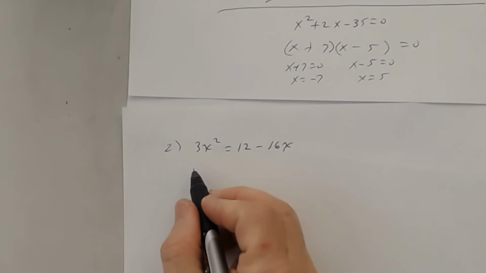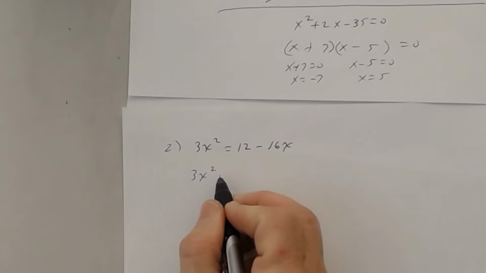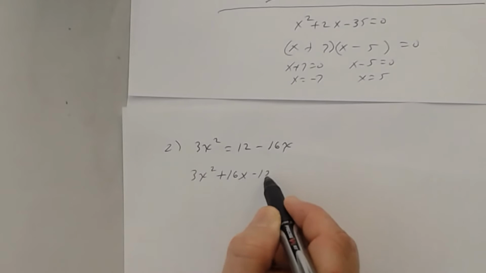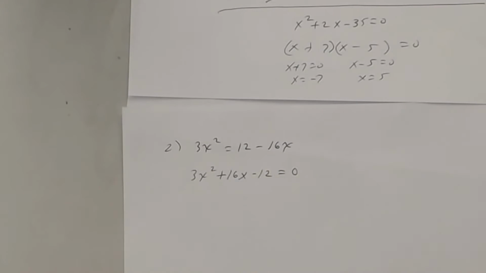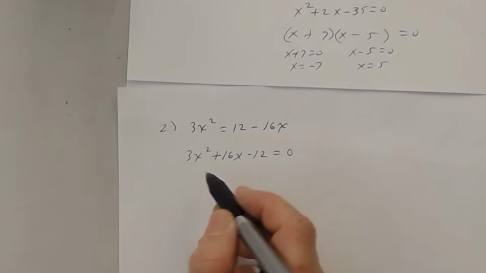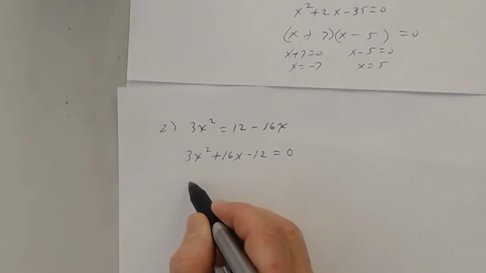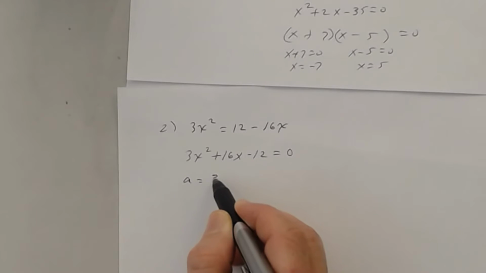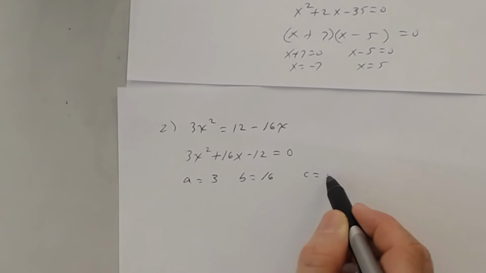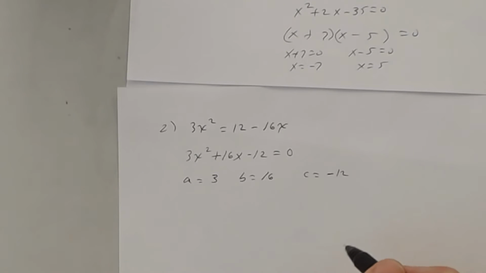So tell me what you would write. You'd say 3x squared and what else? Plus 16x, good. And then what? Minus 12 equals 0. All right. So again, if you're not careful, you could have easily messed up with the signs here. Now before using the quadratic formula, let's go ahead and denote what A, B, and C are. What's A? What's B? And what's C? Negative 12. All right.